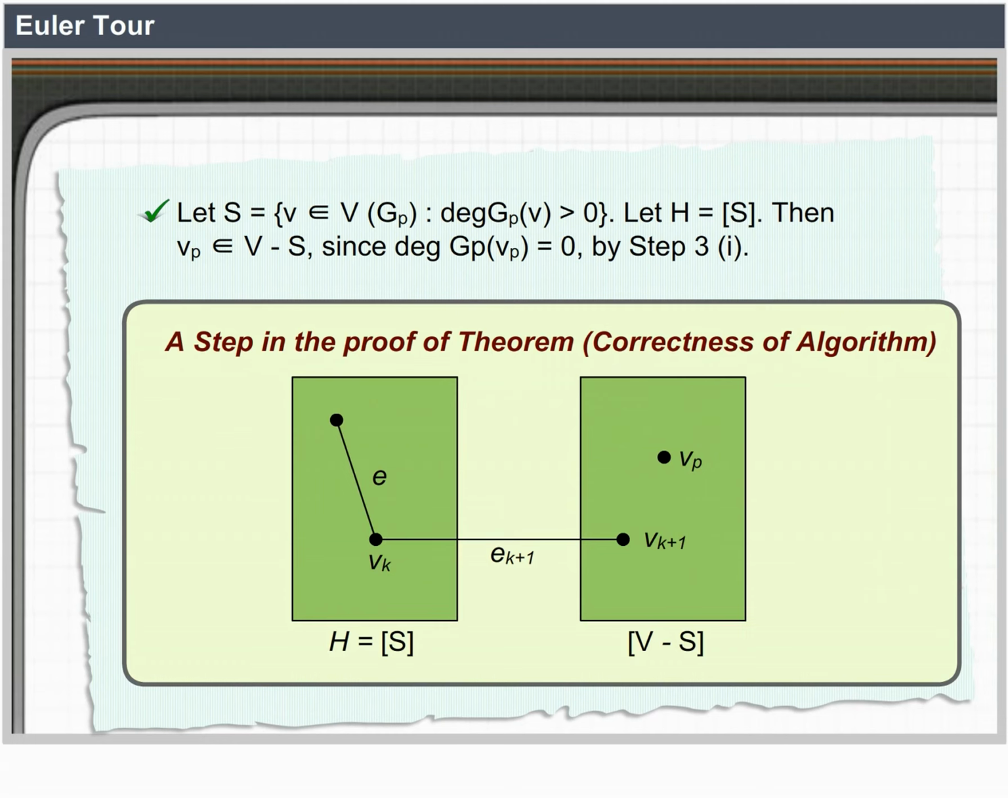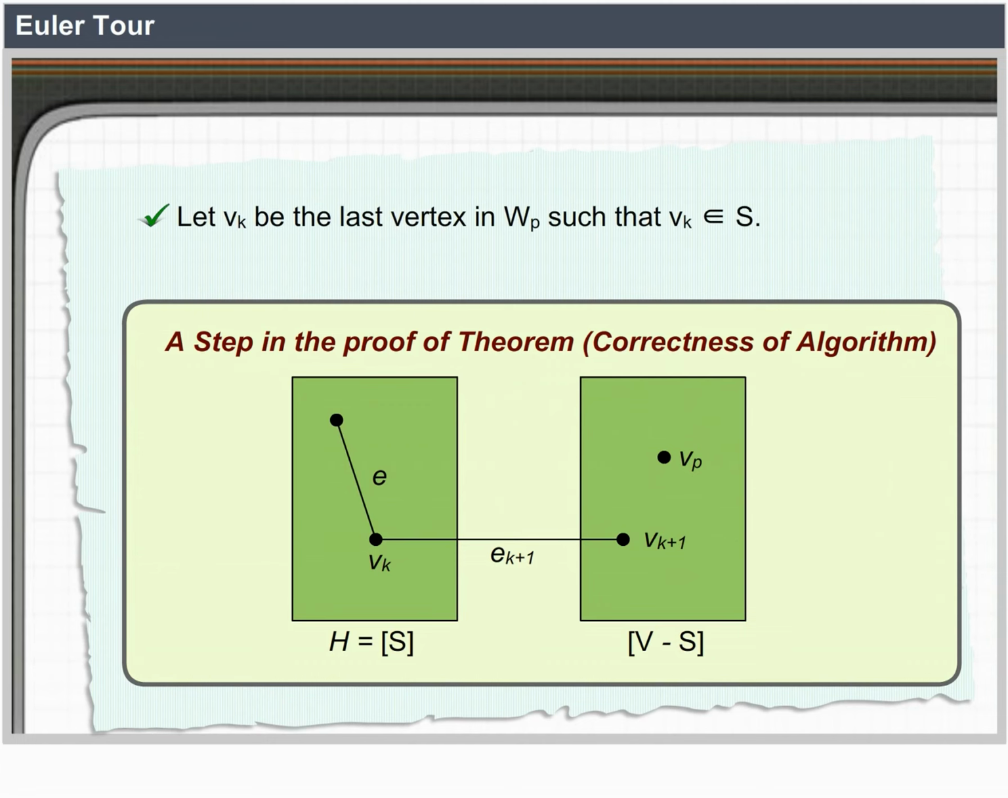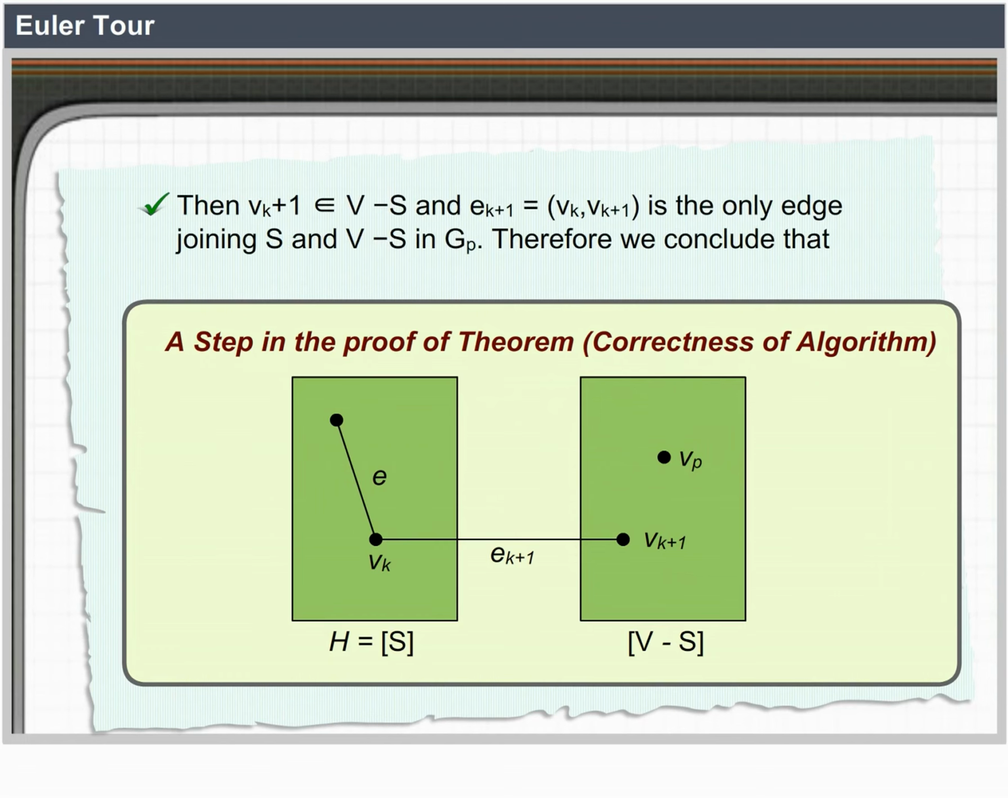A step in the proof of the theorem, correctness of the algorithm, is shown. Let Vk be the last vertex in WP such that Vk belongs to S. Then Vk plus 1 belongs to V minus S and Ek plus 1 equals Vk, Vk plus 1 is the only edge joining S and V minus S in GP. Therefore, we conclude that Ek plus 1 is a cut edge of GP.